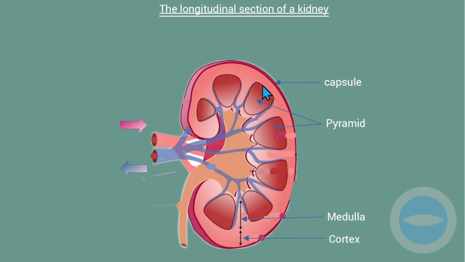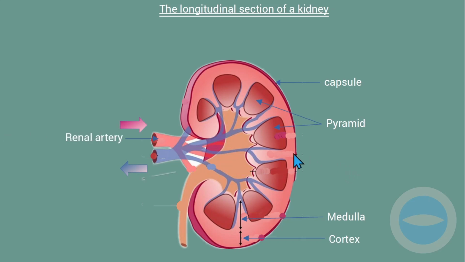Nephrons are the functional part of the kidney. It's the one that is doing the filtration. So filtration takes place in the nephron, and the nephron is inside the pyramid. So each pyramid contains a lot of nephrons. So this is the pyramid.